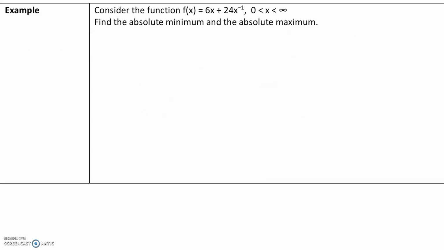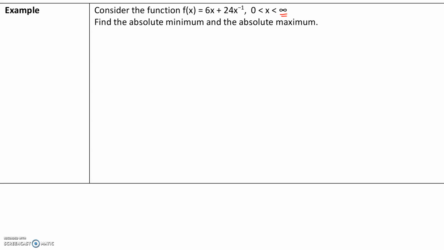Right? Last example. We have a function f of x equals 6x plus 24x to the negative first. Now this time is a little bit different because we have 0 less than x less than infinity. So we have no upper bound. On the right side, the function is going to go to infinity. So let's see what happens.